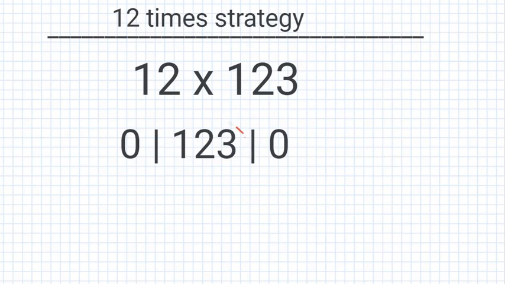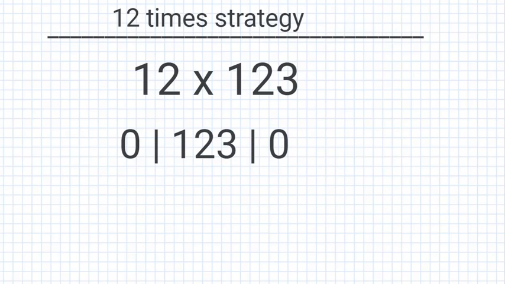You're going to take the number that you're multiplying by 12 and put it in the middle, and then you're going to draw two lines and write two zeros on each side. The zeros are there to make things a lot simpler. You don't have to put the zeros there, but if you don't, then you're just going to be multiplying and adding to nothing, which will make things a lot more confusing.